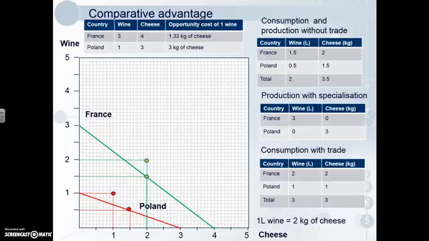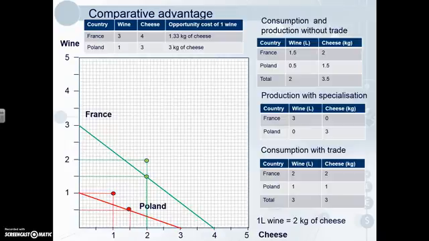So now Poland and France are trading. France trades 1 litre of wine to get 2 kilos of cheese. Compare France's consumption in the open economy to how they went in the closed economy. They're better off due to trade. Poland trades 2 kilos of cheese to get a litre of wine. Again, this is a better return than they could have expected by rearranging their local production. Both countries have gained from trade.